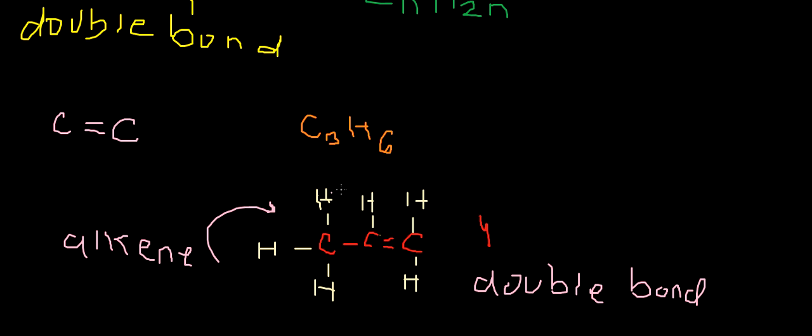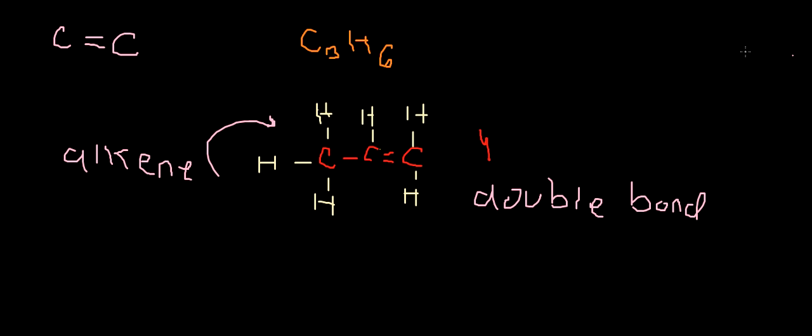Now let's name the alkene C3H6. The suffix for alkenes is ENE. Just as we had ANE for alkanes, we have ENE for alkenes. Now there are three carbon atoms, so for C3, the prefix will be prop, as I explained in the earlier video how the prefixes are determined.